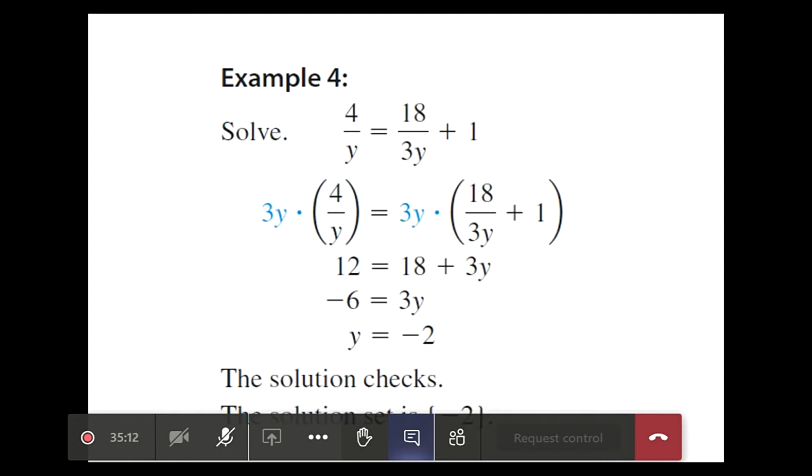Sometimes we have a fractional equation. What's the meaning of fractional equation? We have x and we have y in the denominators. We have a fraction in both sides or on one side. This is called a fractional equation.